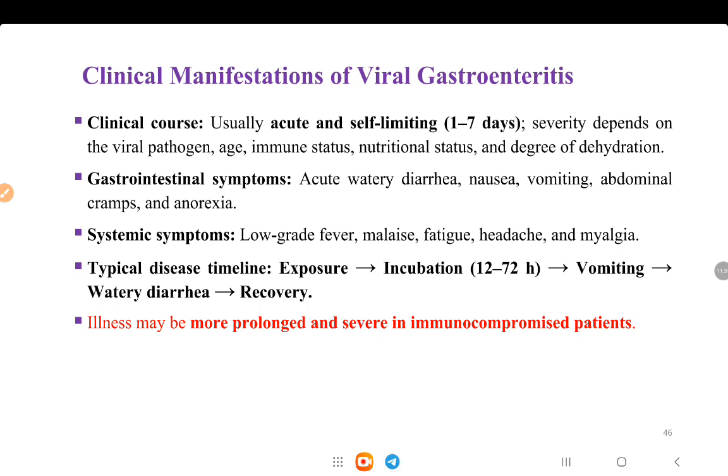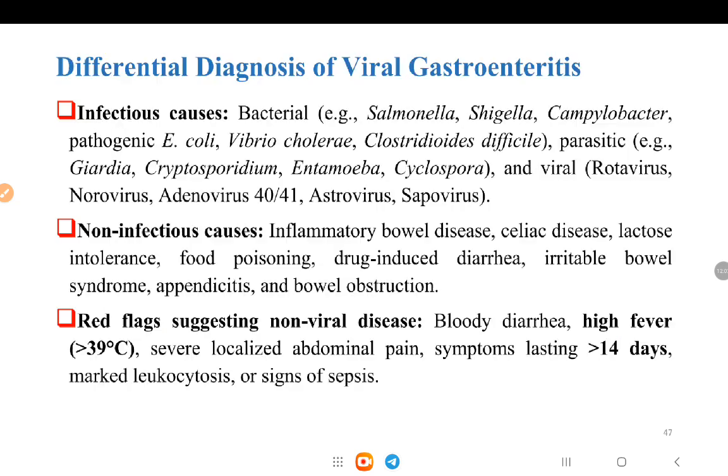Systemic symptoms include low-grade fever, fatigue, headache, and malaise. The typical disease timeline: after exposure, the incubation period is from 12 to 72 hours. After that, vomiting and watery diarrhea develop, and then recovery. Illness may be more prolonged and severe in immunocompromised patients, because the viral infection depends on the immune system.